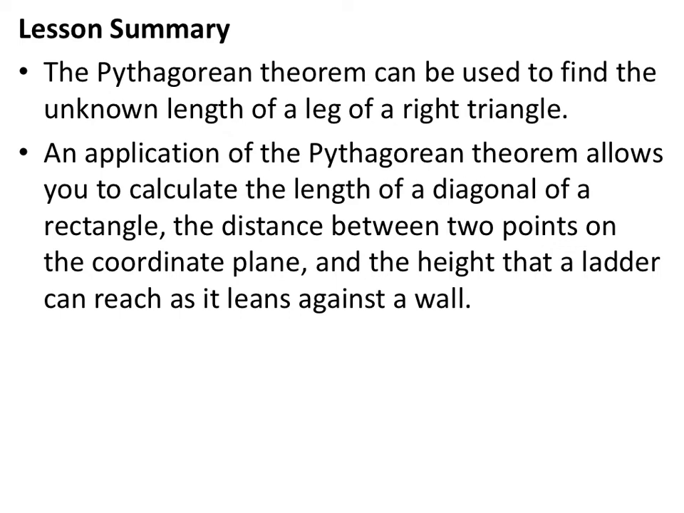Alright, here's our lesson summary then. The Pythagorean theorem can be used to find the unknown length of a leg of a right triangle and also the hypotenuse. An application of the Pythagorean theorem allows you to calculate the length of a diagonal of a rectangle, the distance between 2 points on the coordinate plane, and the height that a ladder can reach as it leans against the wall. There's a lot of other applications, but that's what we saw in this lesson.